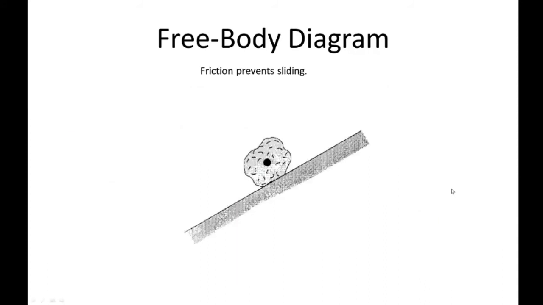We have here another situation. We have a rock on an incline that is not sliding. Friction prevents it from sliding. So we have here the force of gravity. Again, draw the force of gravity first. The length of it is not really important, but that length is proportional to the length of the other forces.